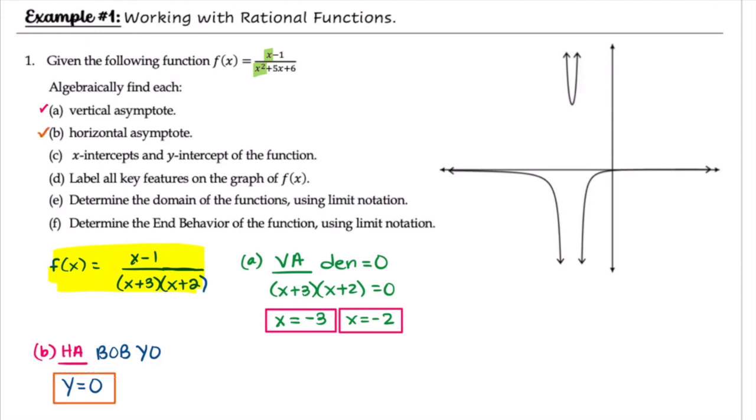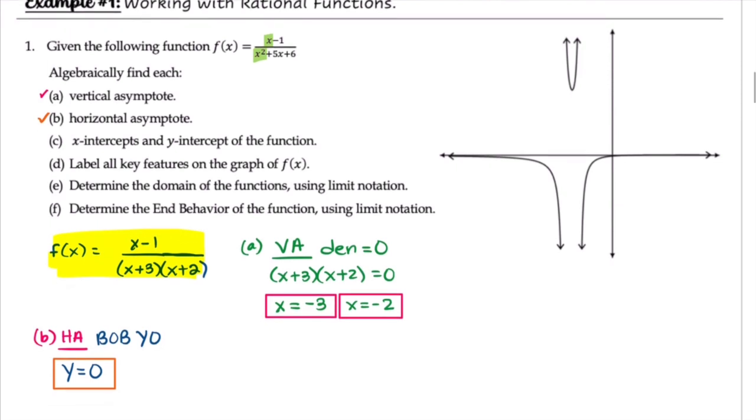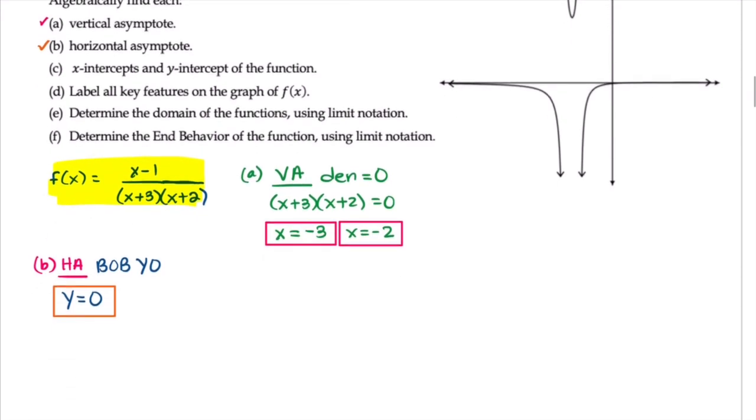Part C wants us to find the x and the y-intercept. So what we're going to do for the x-intercept is set y equal to 0. So here I'm going to replace our f of x with 0, and I'm going to use the original function. So if I cross multiply, I will get 0 equals x minus 1, which will give us our x-intercept of x is equal to 1.